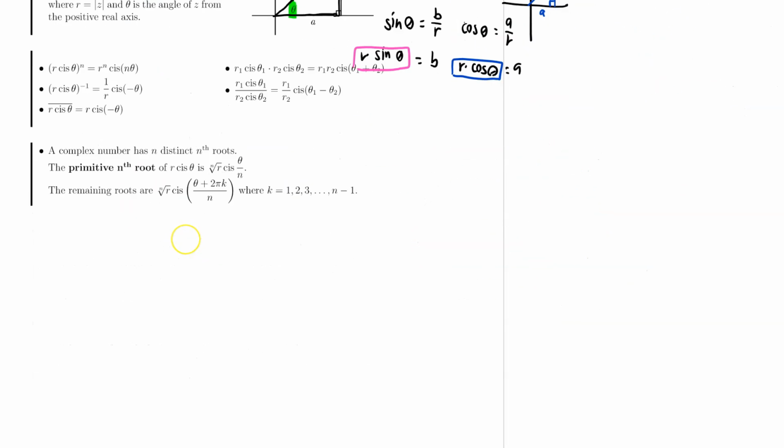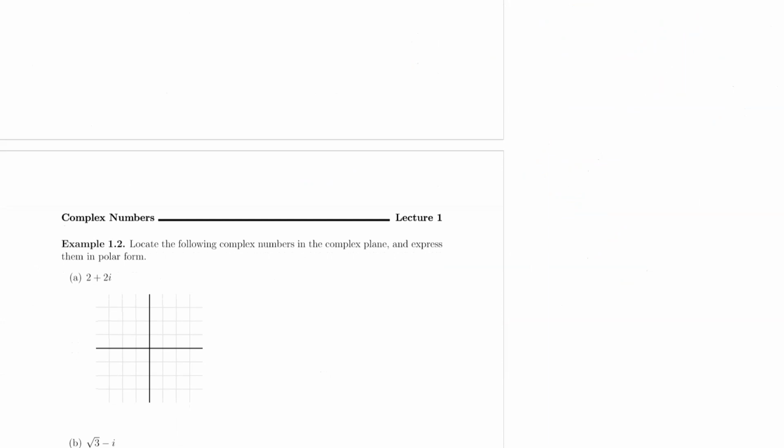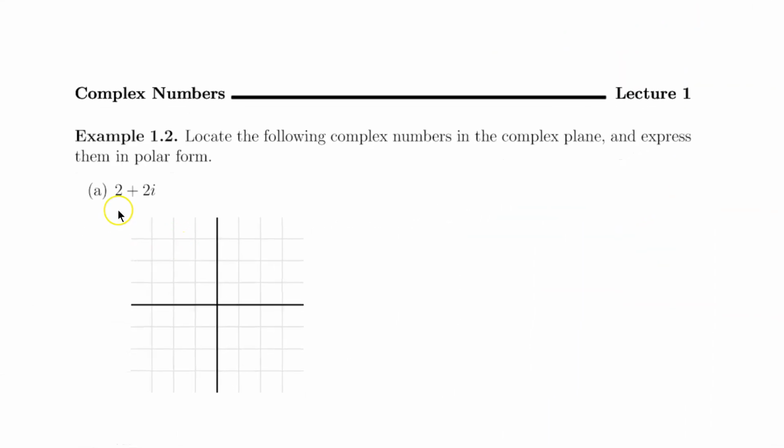So let's look at the example that we have down here. I'd like to locate 2 plus 2i in this complex plane. If I extract just the numbers, I get 2, 2. So the coordinate that I'm looking for is 2, 2, which is right here. I can think of this 2 plus 2i as a point here, or I can think of it as a vector as well. So that's how I can represent this complex number 2 plus 2i.